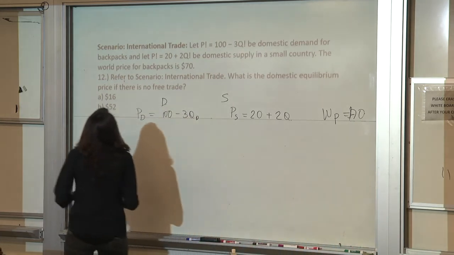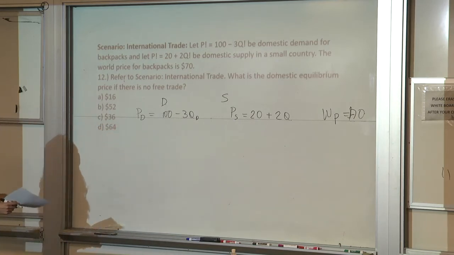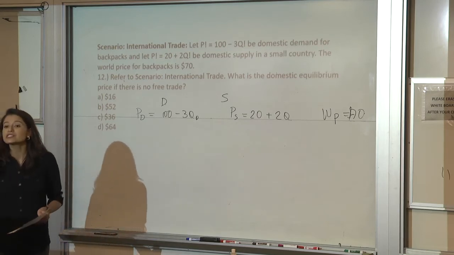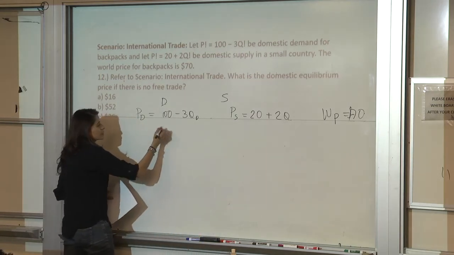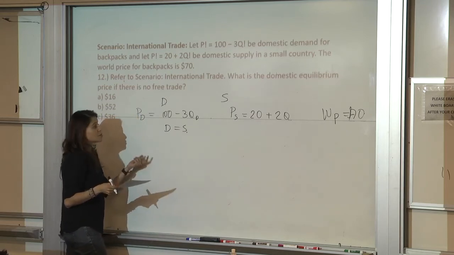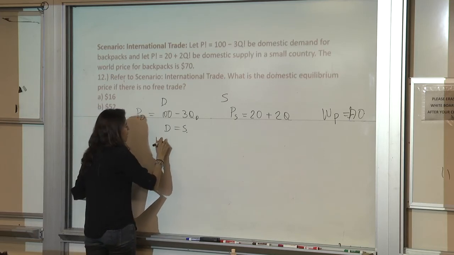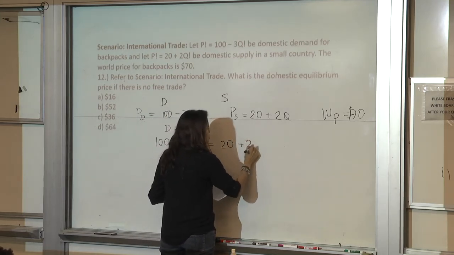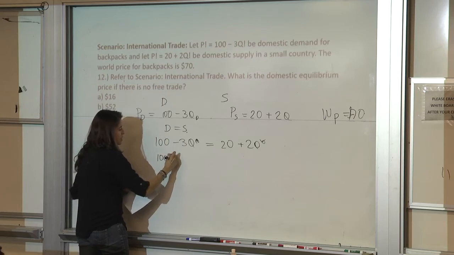Okay, question 12. This question is asking me, what is the domestic equilibrium price if there is no free trade? So the domestic equilibrium price is just, you just make supply and demand function equal, okay? So here, demand equal to supply, then you get the equilibrium price and quantities. So you just do 100 minus 3 times quantity of equilibrium equal 20 plus 2 times quantity of equilibrium. Then you take this 20 to this side, you put together the things that you have to put together.